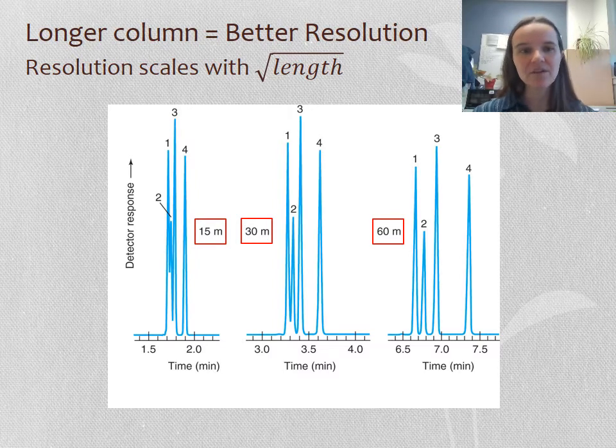As I mentioned before, the longer the column, the better the resolution, and resolution scales as the square root of length. So if you're doubling that column, and each of these going from 15 to 30 to 60 meters, you're getting the square root of 2 from doubling. And so that longer length gives you better resolution.